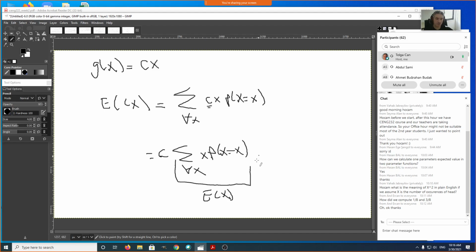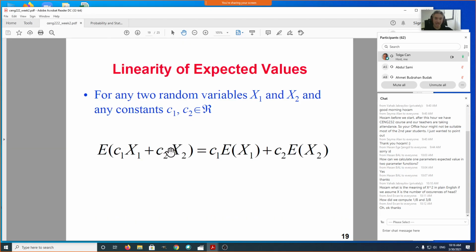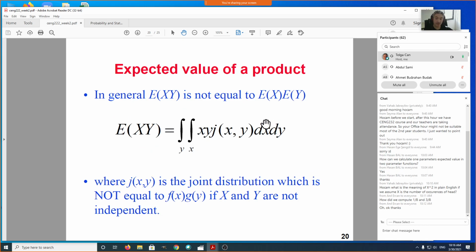So this is how you can mathematically prove that when you multiply a random variable with a constant, it falls like this. You can do the same thing for summation, which will lead you to any linear function of random variables could be individually computed. And this is what Hassan asked actually, the expected value of a product, for example.